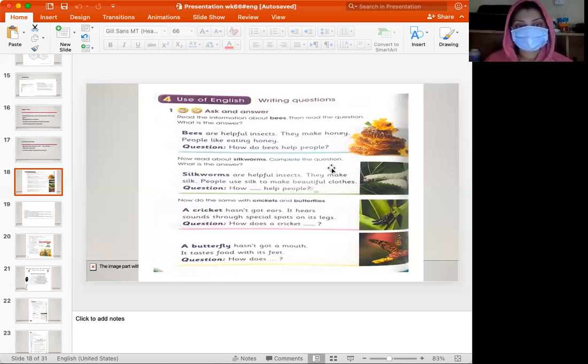Complete the question. What is the answer? Silkworms are helpful insects. They make silk. People use it to make beautiful clothes. So people use this silk to make beautiful clothes. How do silkworms help people? They help people by making silk. Threads of silk. People take this and make beautiful clothes. Don't forget to ask one of your parents to show you what silk is.